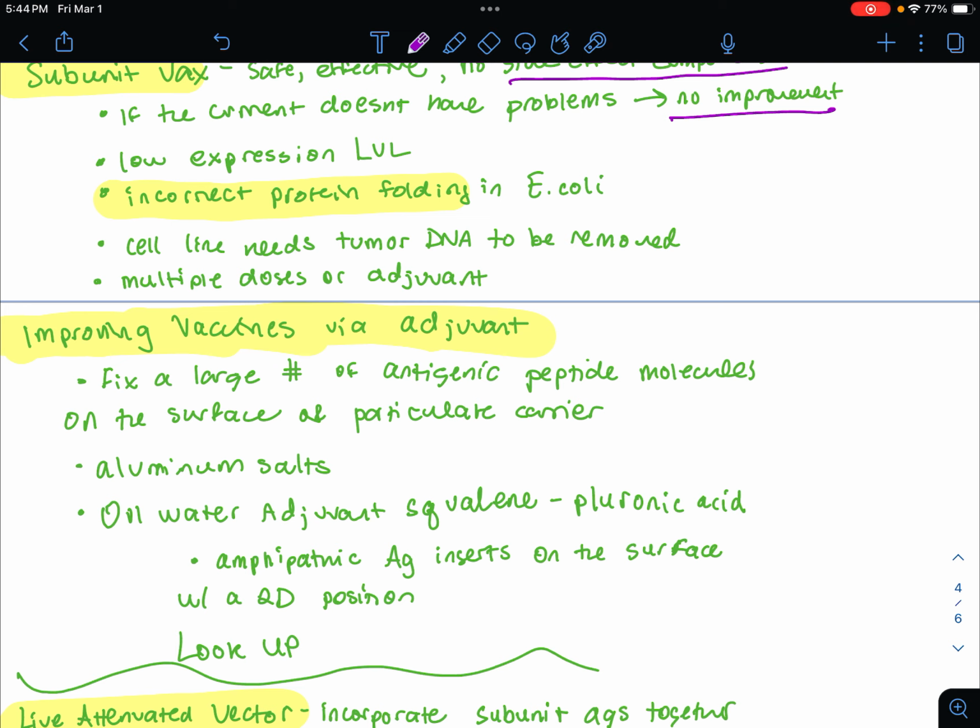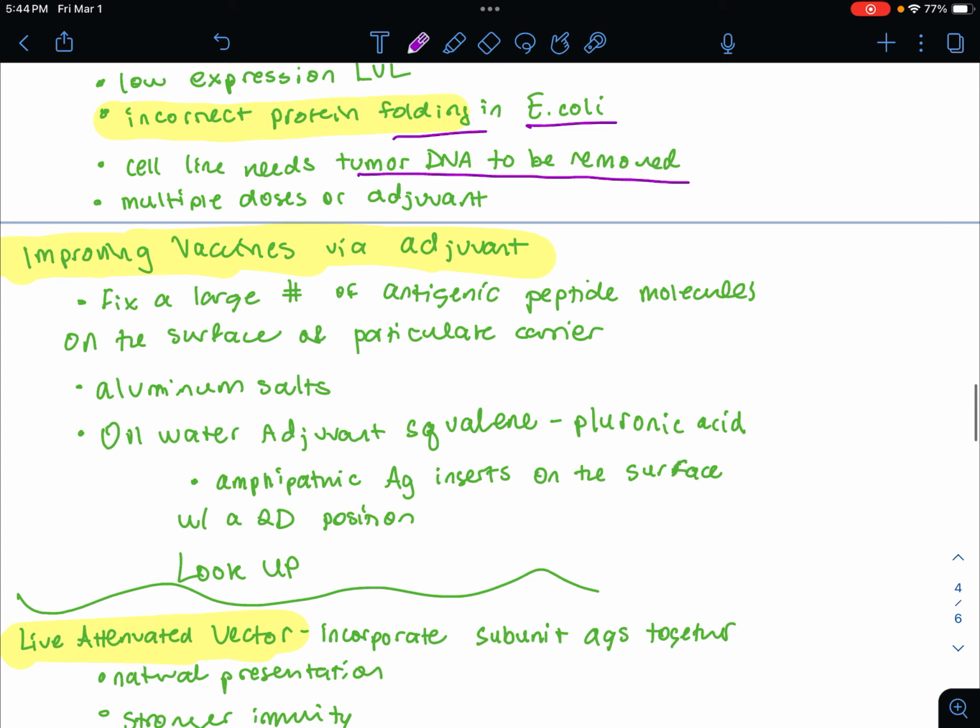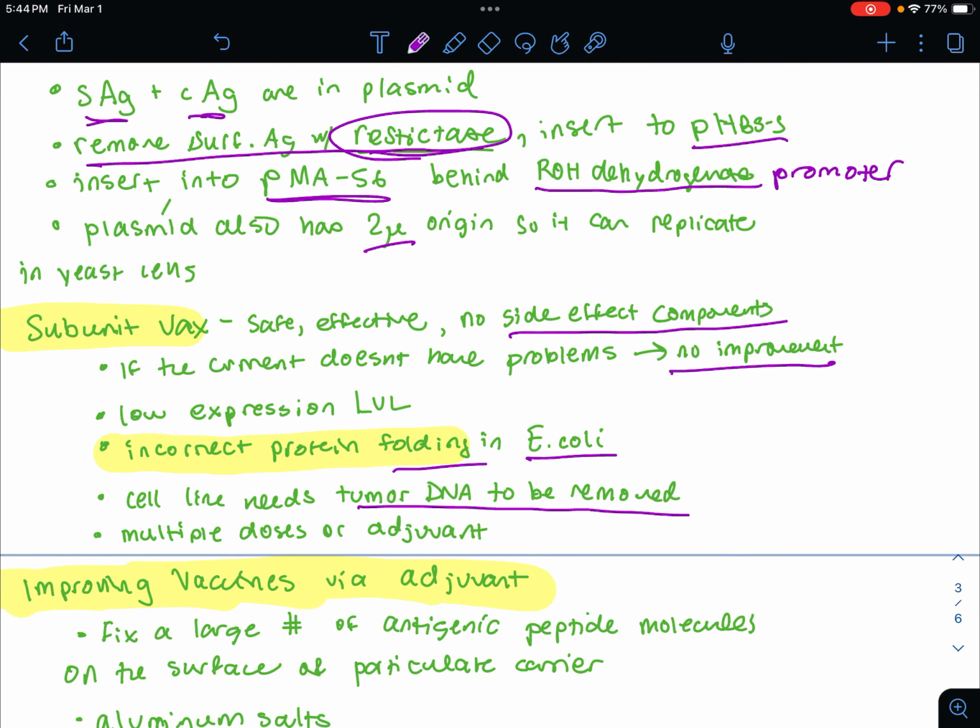Low level of expression might also be a problem. The proteins will have incorrect folding in E. coli. The growth in the cell culture lines requires tumor-inducing DNA to be removed. Again, we need to remove the tumor DNA. And these might not be as effective.